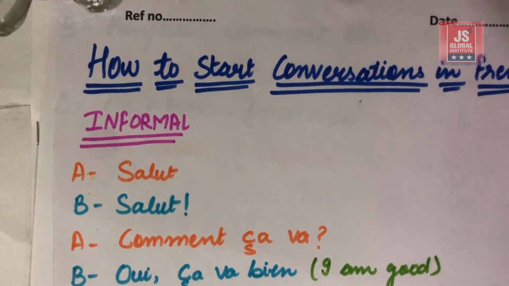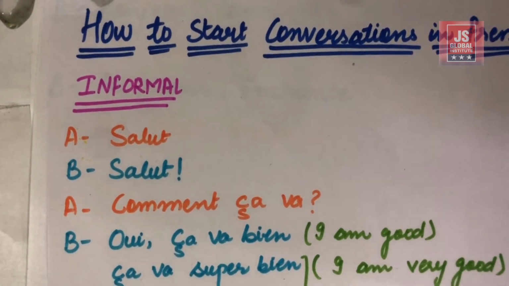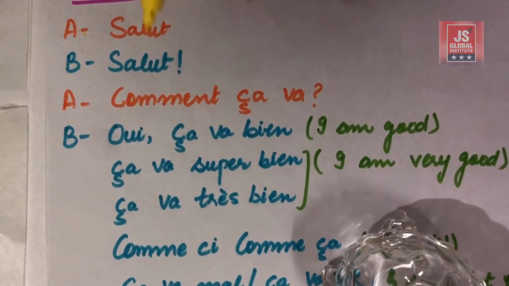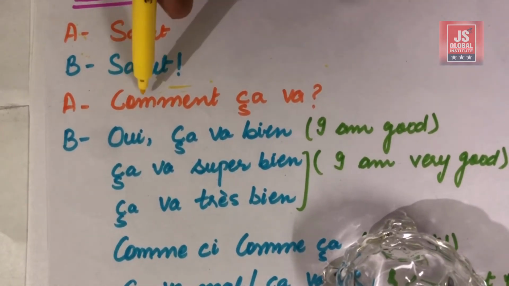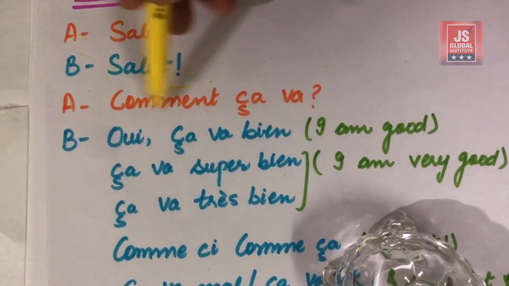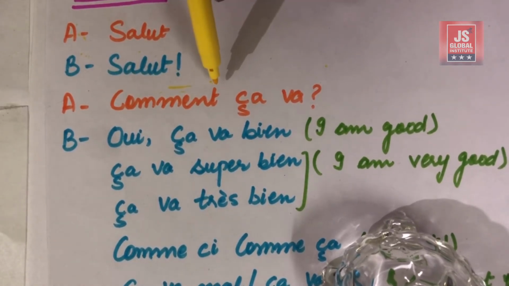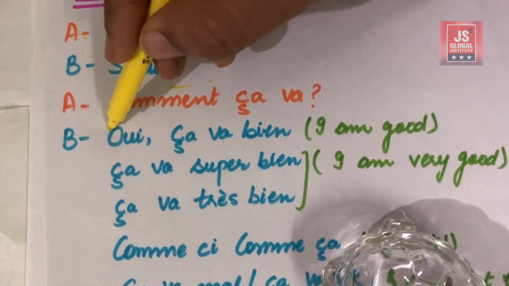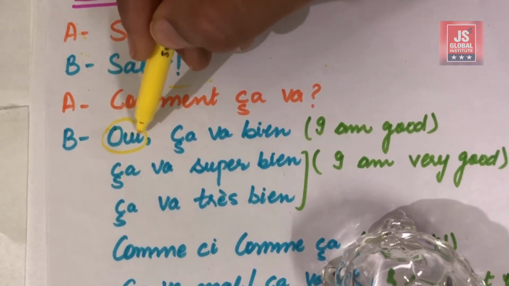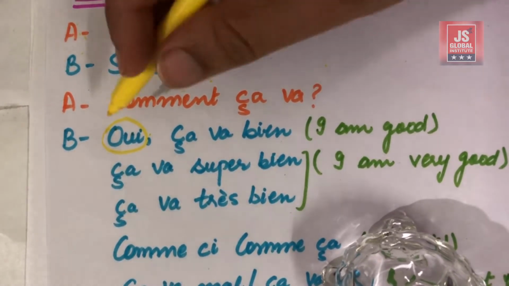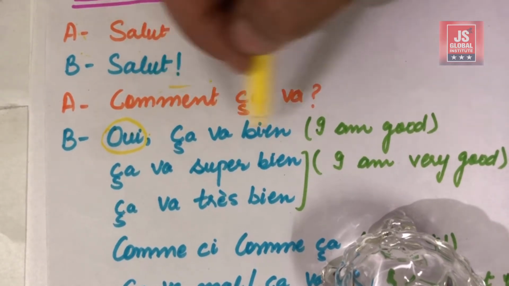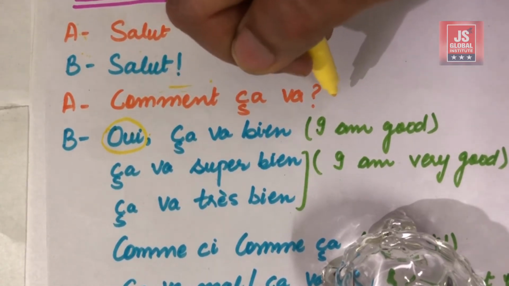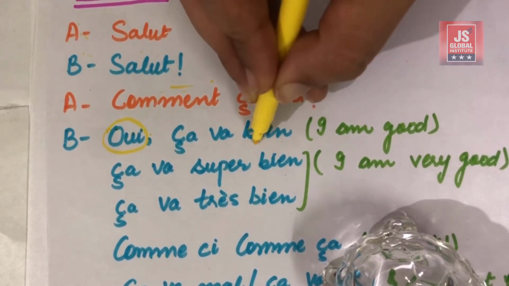Now in English we usually ask how are you. Same is the case in French. So how to ask how are you in French? You will say comment ça va. This is not comment as that in English, this is comment in French. D'accord. Comment ça va? Oui. What does oui mean? This is O-U-I, which means yes. Ça va bien, that is I am good. Comment ça va? Oui, ça va bien. This is B-I-E-N, bien.